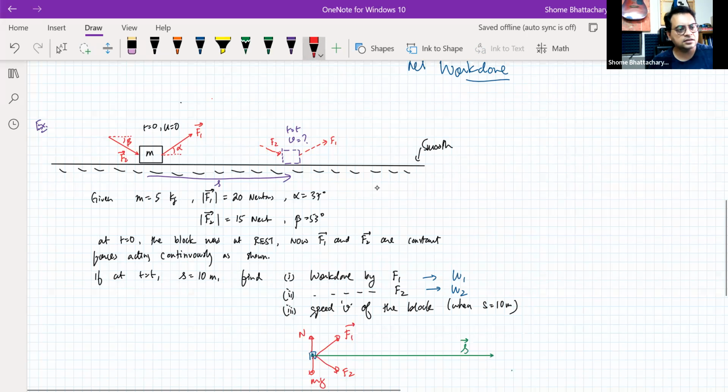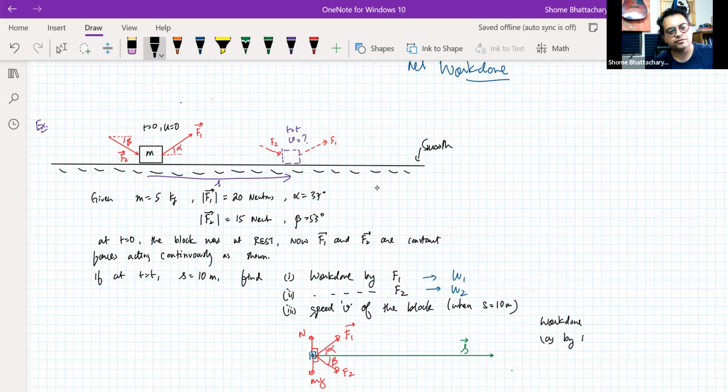So this angle here is alpha, this angle here is beta, and these two are at 90 degrees. So you can see that the work done by F1, that will be F1 dot S. So that will be F1 S cos alpha. So that is 20 newtons into 10 meters into cos 37, which is 4 by 5.